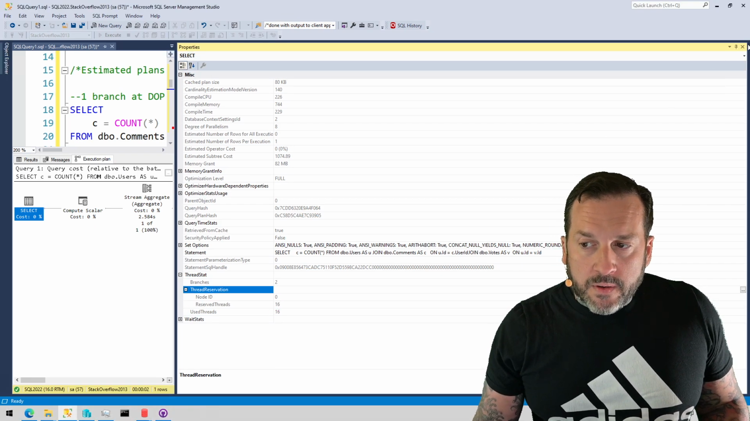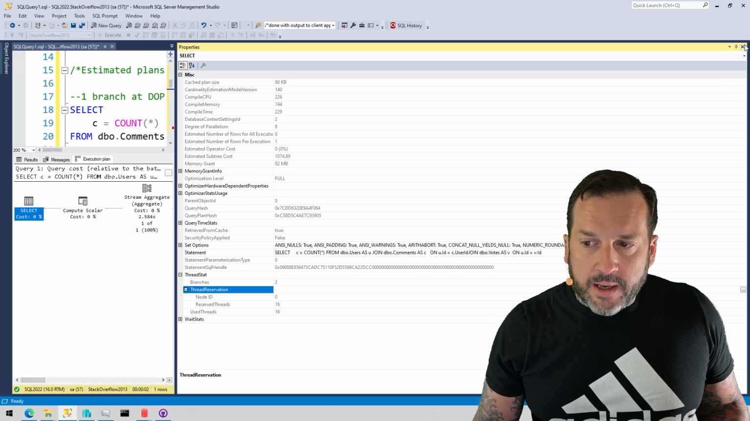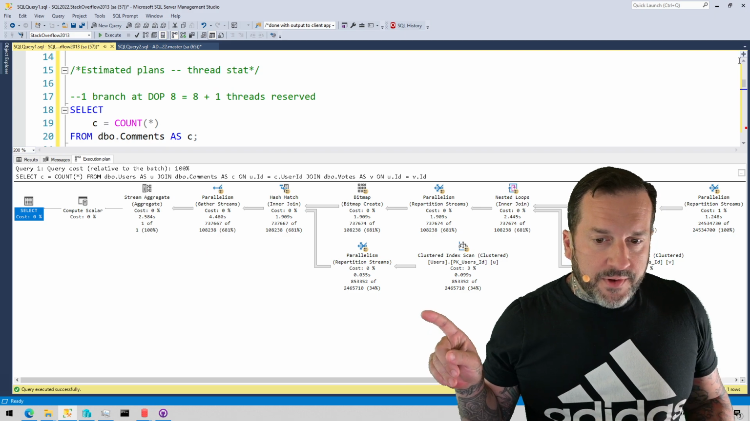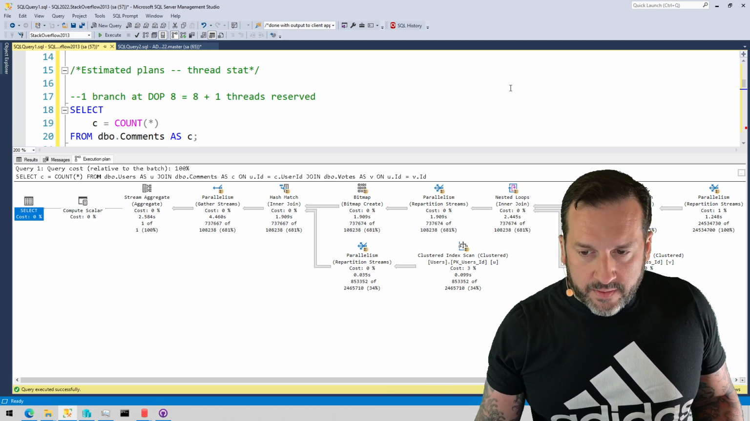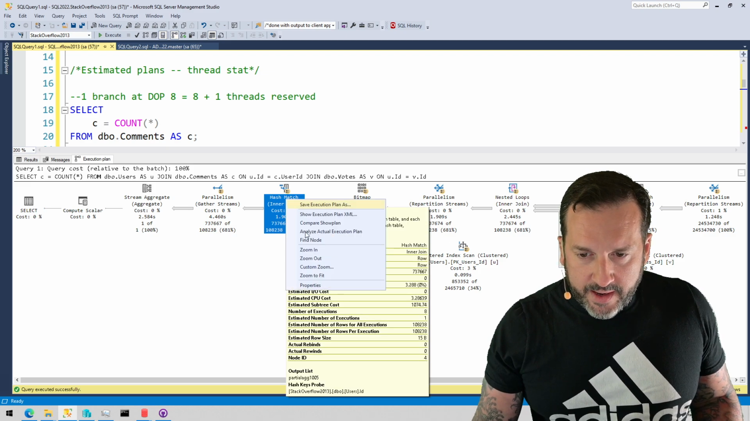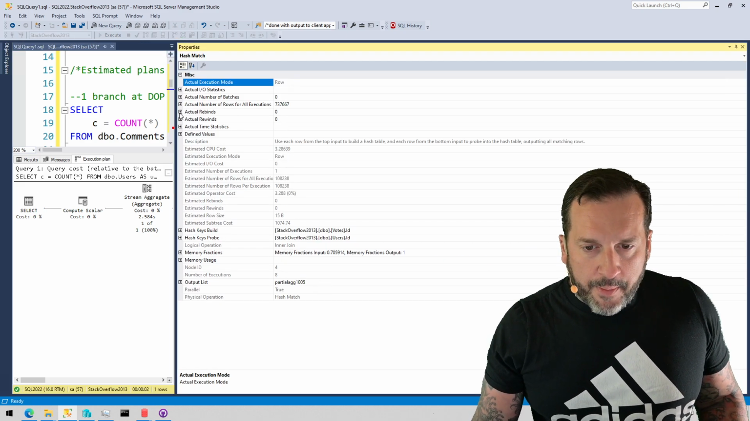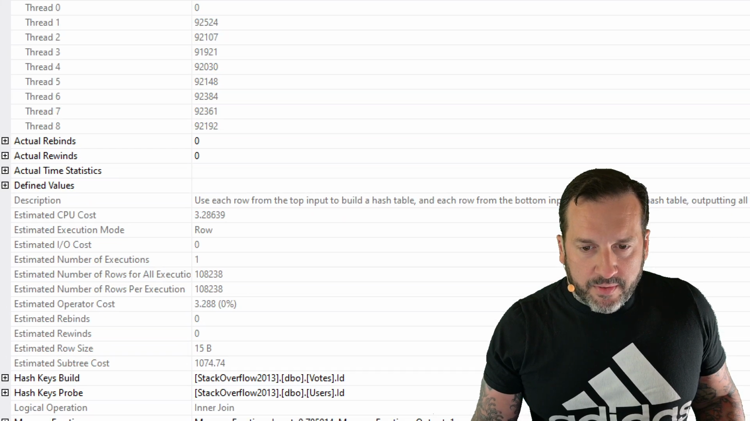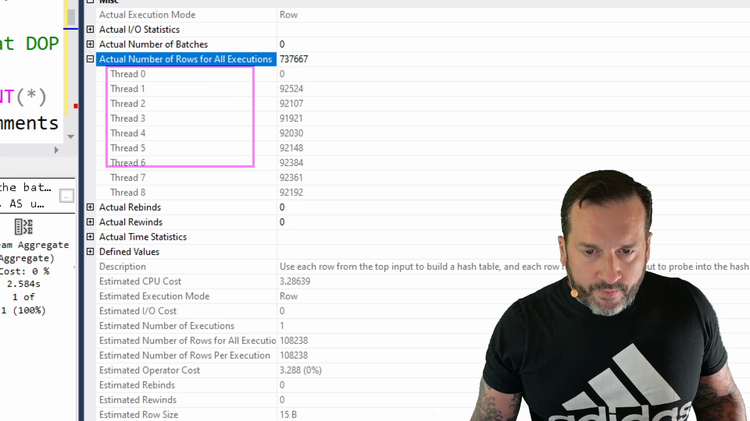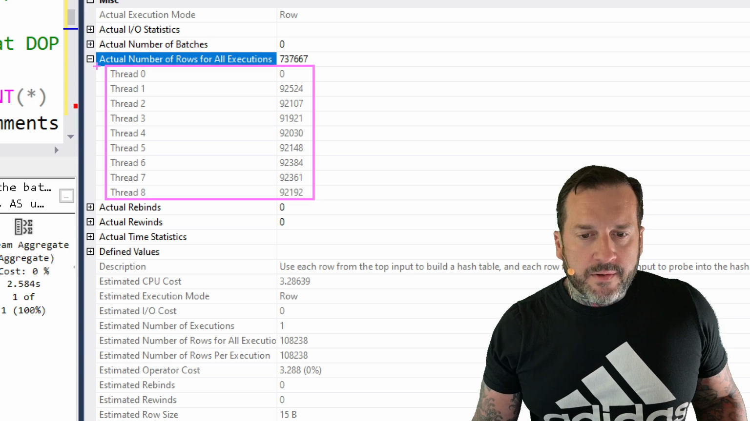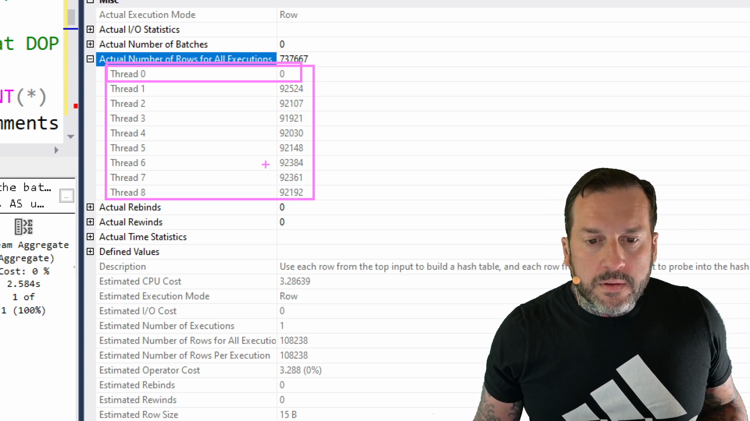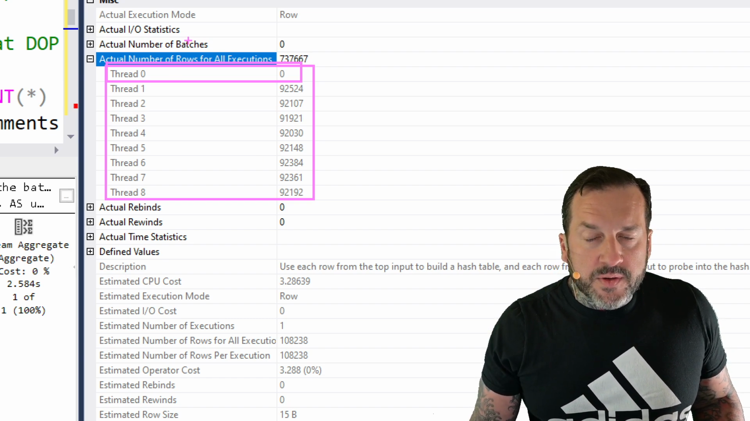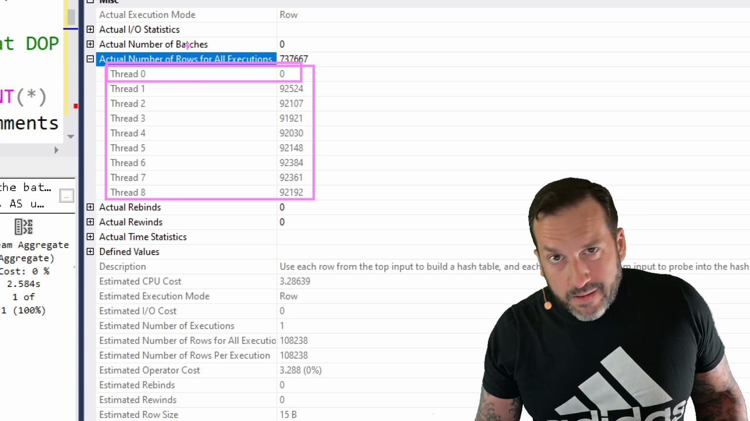Now what's important to note is that there will always be a +1. So if you have DOP set to 8, it'll be 8 plus 1. And you can see that if you look at a parallel operator. It doesn't have to be a parallel exchange operator. But if you look under here, you'll see that there are 9 threads involved. Thread 0 is the coordinator thread, and then the other 8 threads are ones that are doing the actual work. All right, so it's 8 plus 1. So it was technically 9.